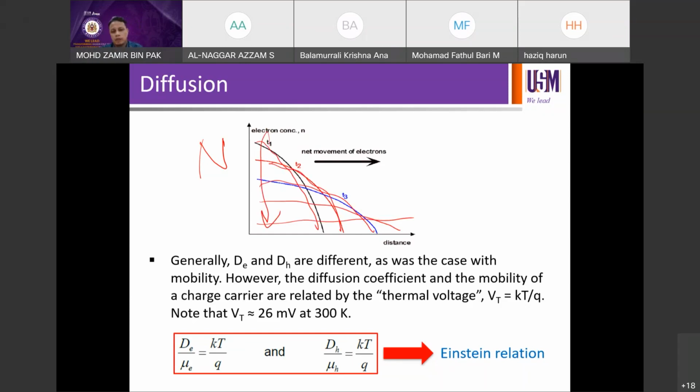Okay, so generally DE and DH, the diffusivities of electron and hole, are different. However, the diffusion coefficient and the mobility mu are related by the thermal voltage, which is Vt equals kT over q. And Vt is about 26 millivolts at 300 Kelvin, at room temperature. These can be related by the equation that we call the Einstein relation. The Einstein relation states that D over mu of your carrier, electron or hole, will be equal to kT over q. Your diffusivity over mobility equals kT over q, k being the Boltzmann constant, times temperature, over the electronic charge. And the same is true for holes as well.